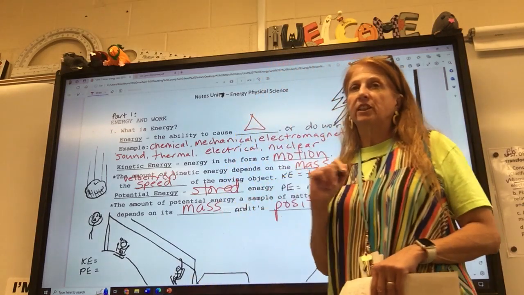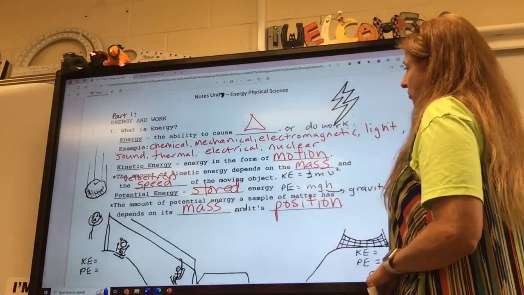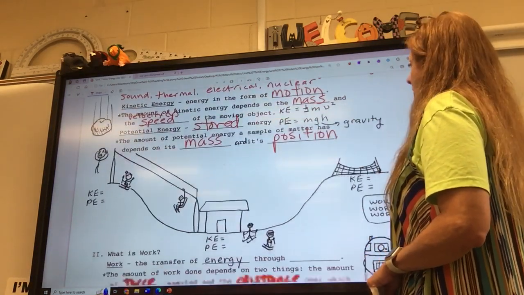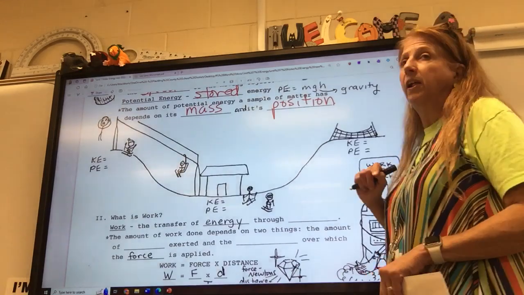Mass and its position. How far can I scroll this up? Can I scroll it to there?